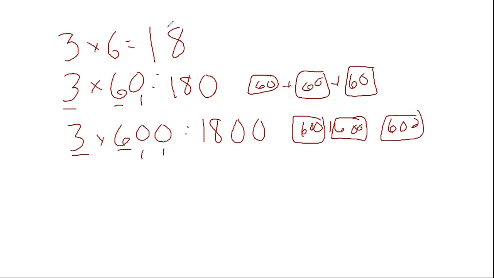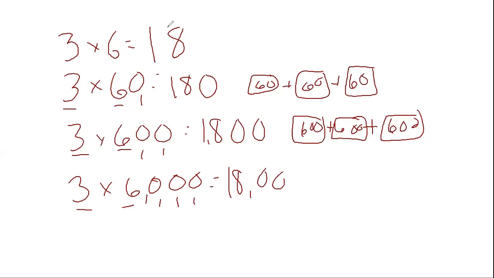And 600 plus 600 plus 600 equals 1,800. Okay, I added my zeros for my place value. If I have 3 times 6,000, right? Multiply my numbers, 3 times 6, which I know is 18. I have 1, 2, 3 zeros. I'm adding. So 3 times 6,000 equals 18,000.